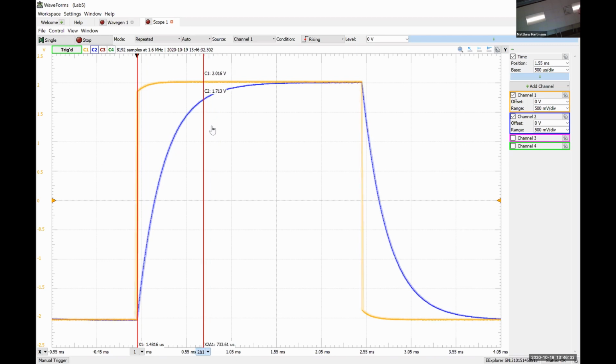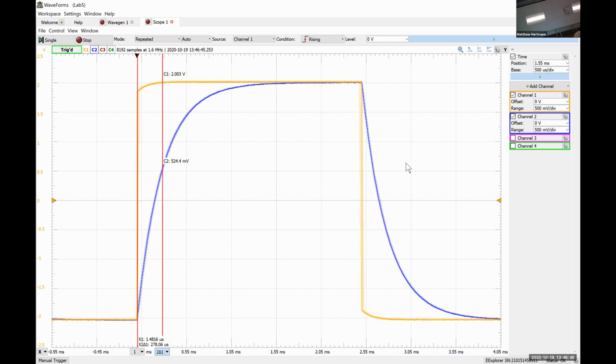Channel 2 is the instantaneous value of my capacitor voltage. So as I slide this guy over to the left, I'm going to try. So somewhere between 525 and 529. That's probably pretty close to my value of 528.